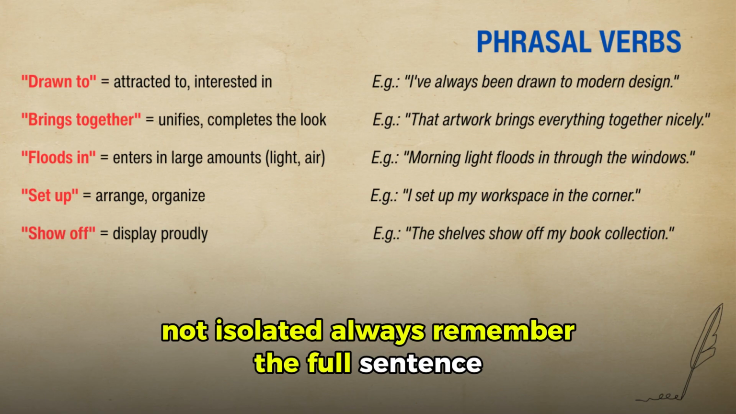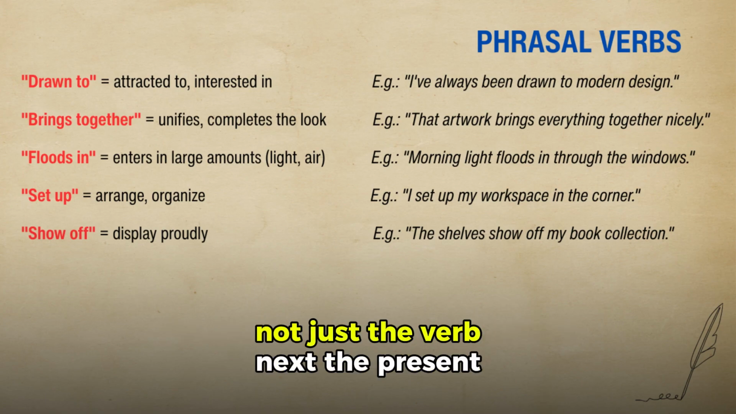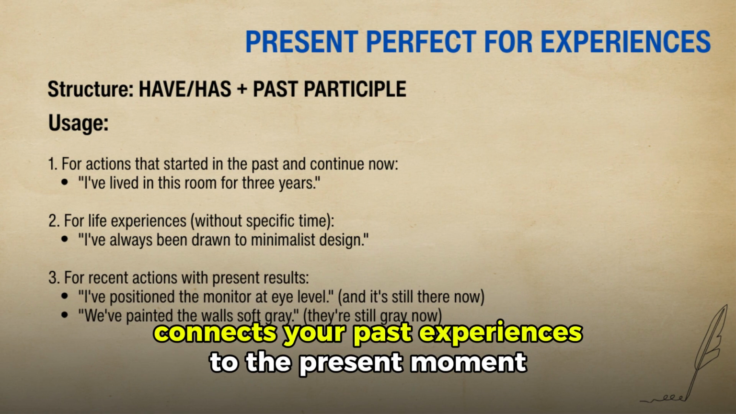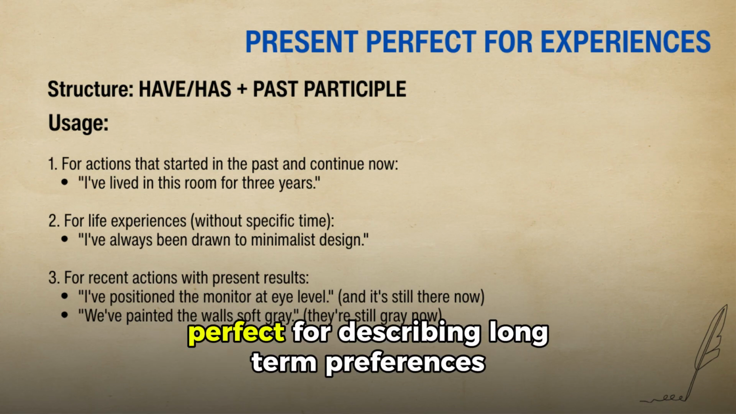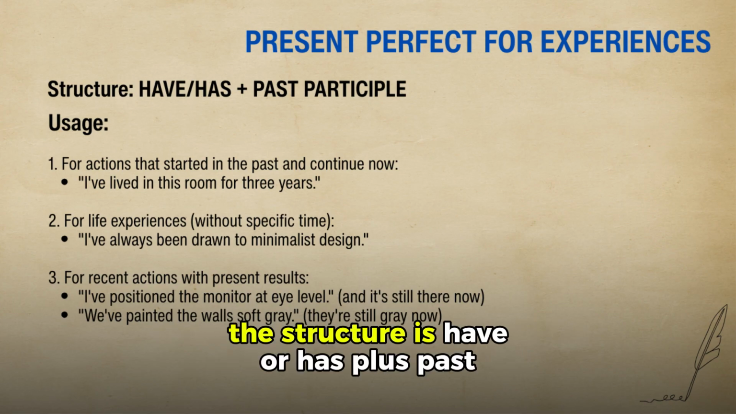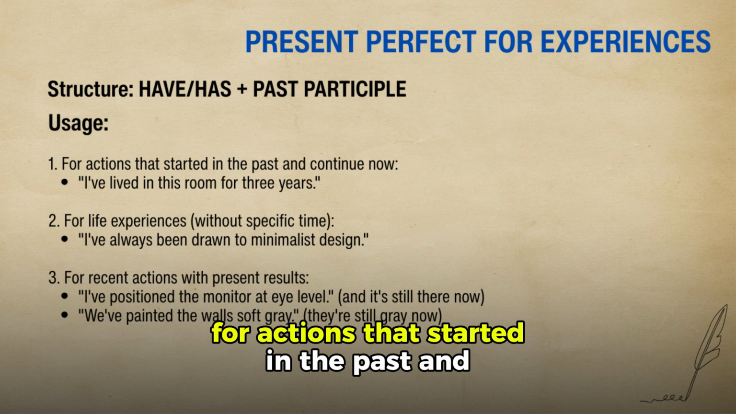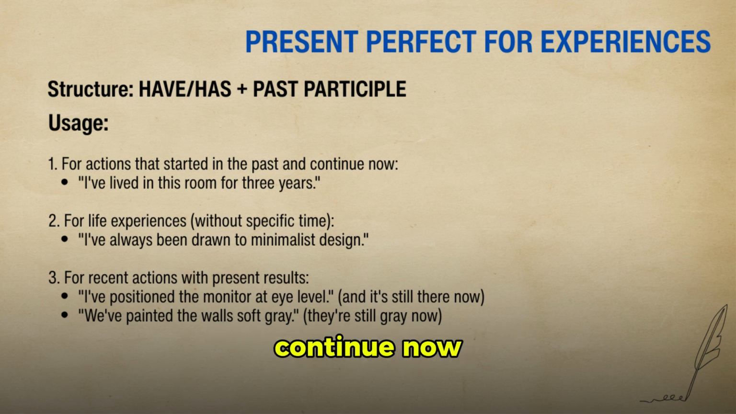Always remember the full sentence, not just the verb. Next, the present perfect connects your past experiences to the present moment, perfect for describing long-term preferences. The structure is have or has plus past participle. When to use it: for actions that started in the past and continue now.